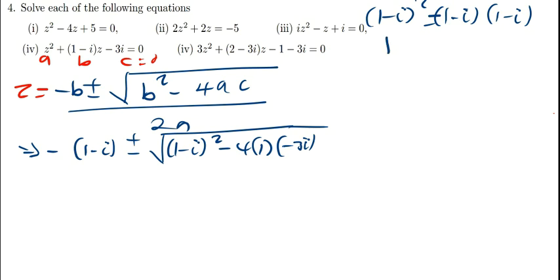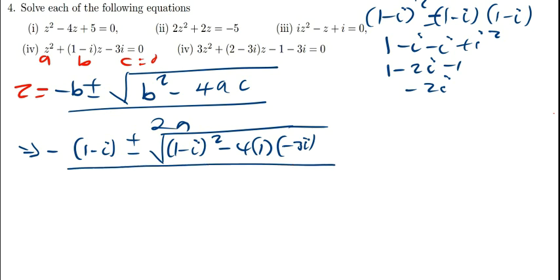1 times negative i is negative i. Then again, negative i times 1, negative i times negative i squared. So we'll have 1 minus 2i. Then this is going to give us minus 1, and 1 can go, and we end up with just 2i. So this part can be replaced by negative 2i. That's all. Remember, down here a is 1, so it's 2 times 1, like that.